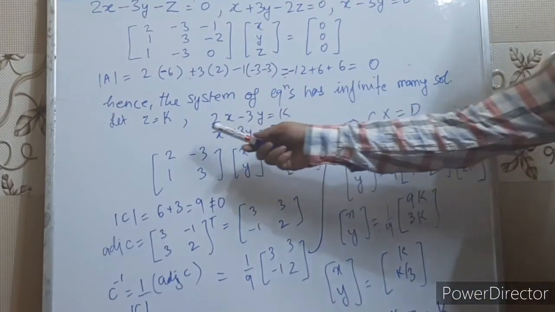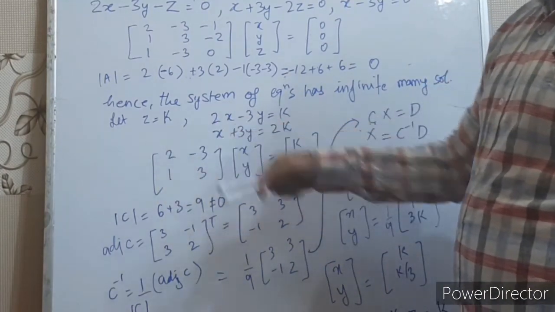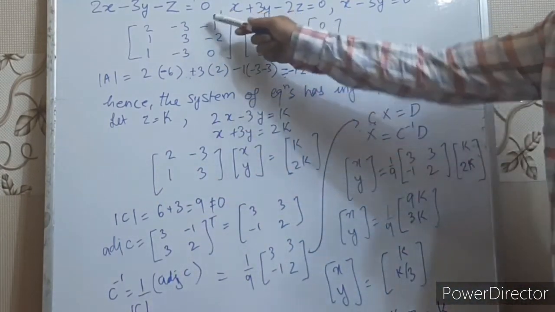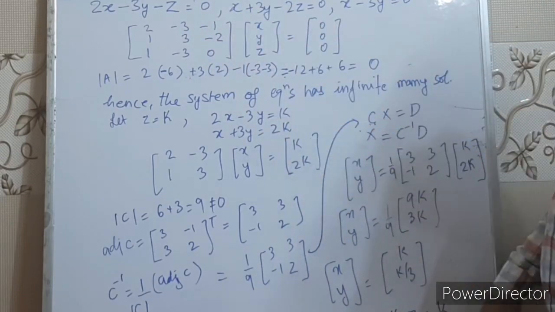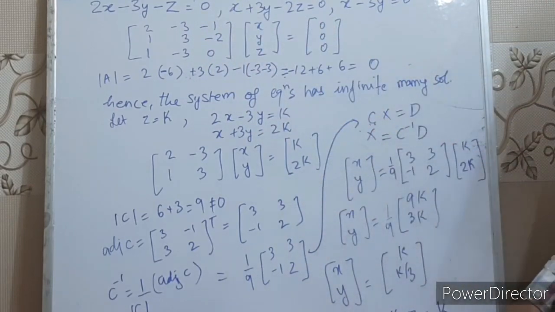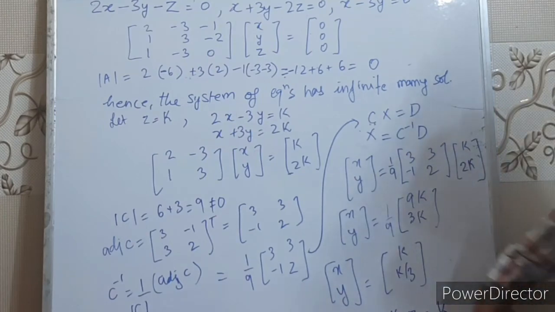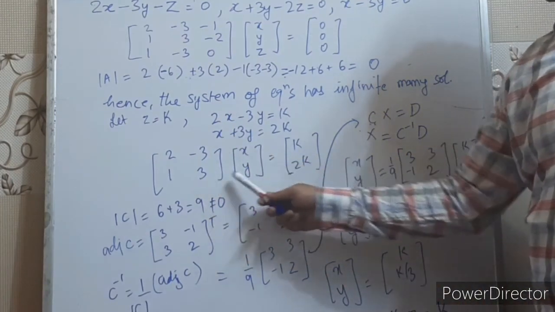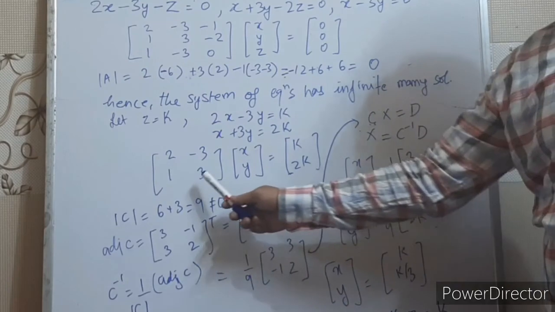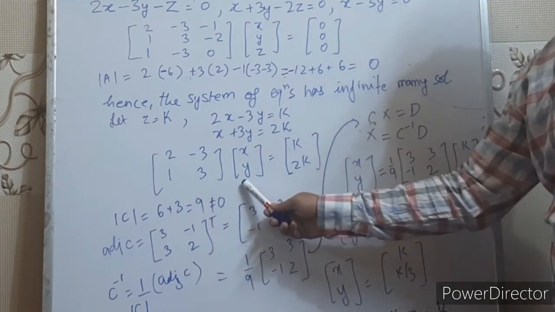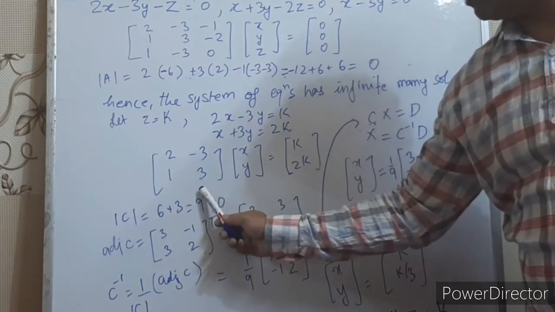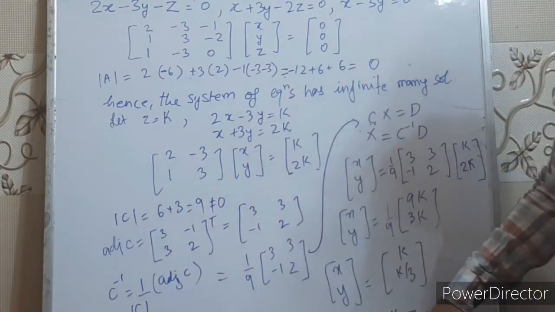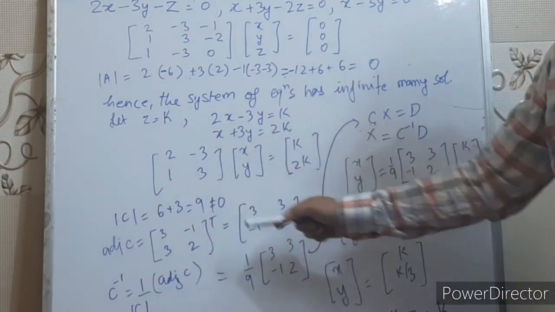So what we'll do, we'll assume that the value of Z is K. See, in first and second equation, if you put Z equals K, we'll get the two equations, 2x minus 3y equals K and x plus 3y equals 2K. Right children? And when you write into matrix, you will get these three matrices. Say this is C matrix, X matrix and D matrix. That means what we'll do, we'll calculate the determinant of C matrix, which is 9, not equal to 0.